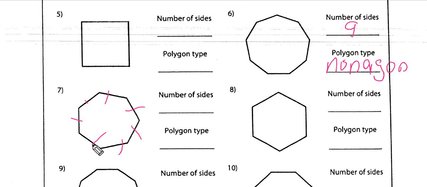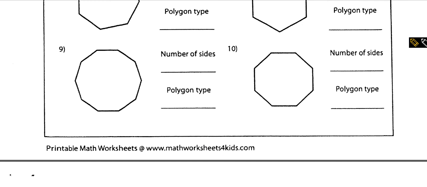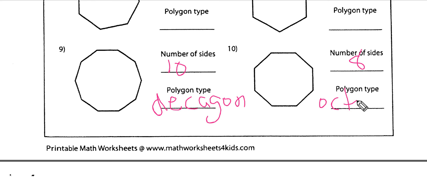2, 3, 4, 5, 6, 7. That's a heptagon. And then number 8 has 6 sides. That's a hexagon. So number 9 has 10 sides. Okay, and that's called a decagon. And then number 10 has 8 sides, so that's an octagon.